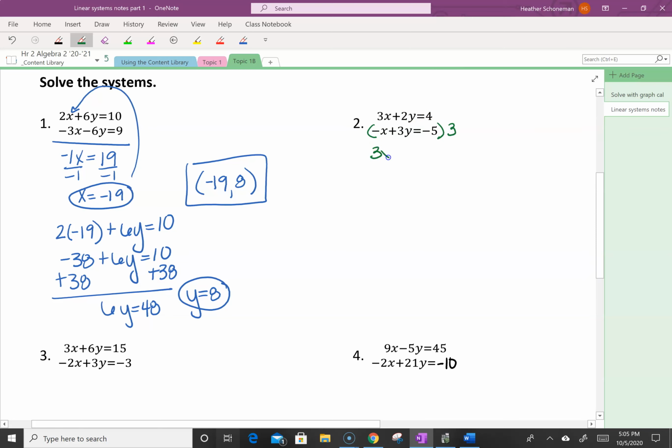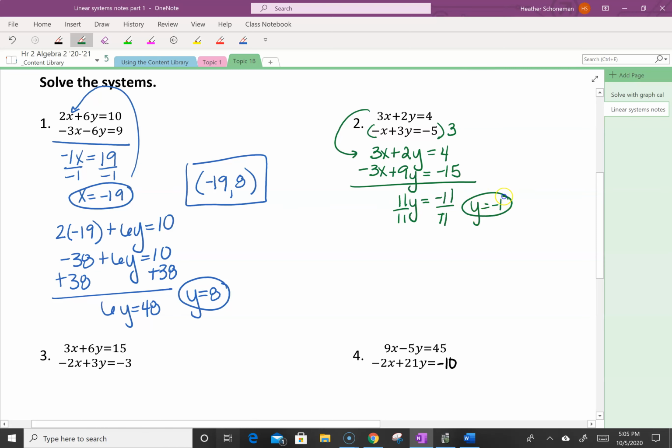So the top equation, I'm just going to recopy, it stays the same. The bottom equation I multiply by 3, and I get negative 3x plus 9y equals negative 15. Now when I add them together, I get 11y. 4 plus negative 15 is negative 11. And I divide, and y equals negative 1.